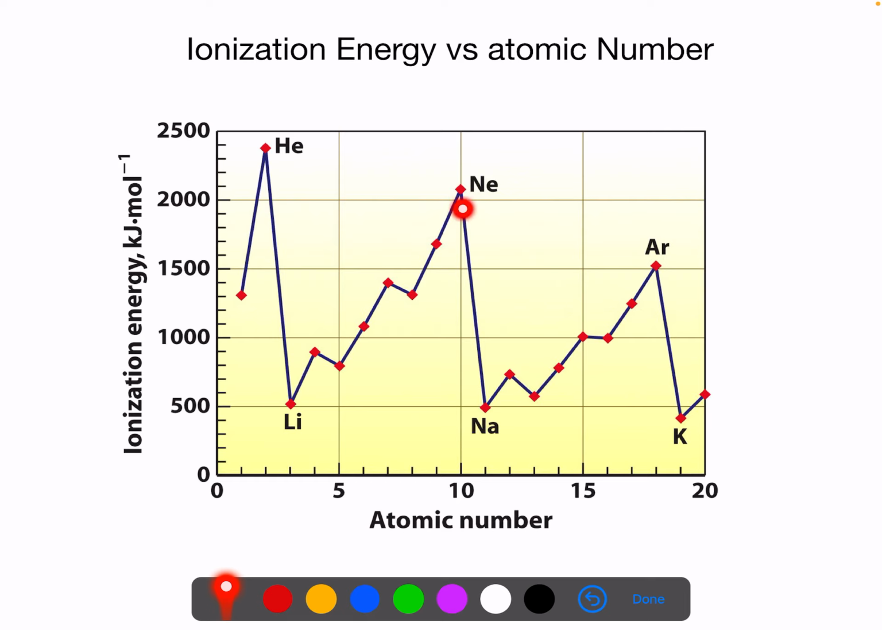So here's your second period. Here's your third period. Ionization energy is going up as you go across a period. So it goes up, up, up, up, up, and then it drops to the third period. And it goes up, up, up, up, up, and then drops to the fourth period. So what's happening here? What changes as you go from lithium to neon?